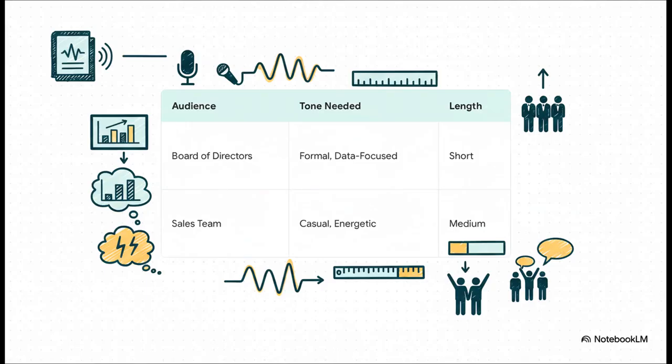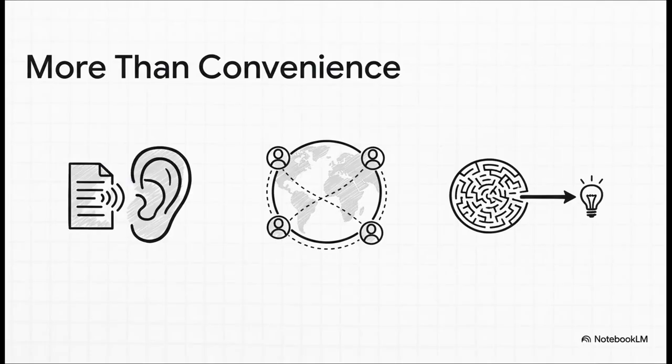Let's make this super concrete. Imagine you have a detailed business proposal. For the board of directors, you generate a short, formal, data-focused audio summary. But for your sales team, you generate a medium-length, casual, and energetic version to get them fired up. 2 completely different outputs from the exact same document. It's amazing.